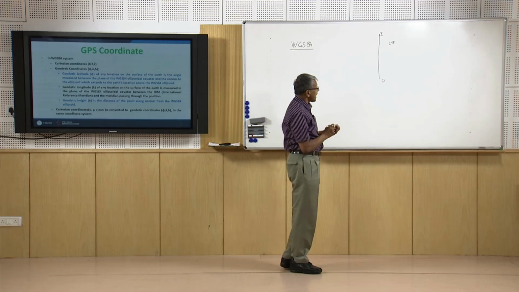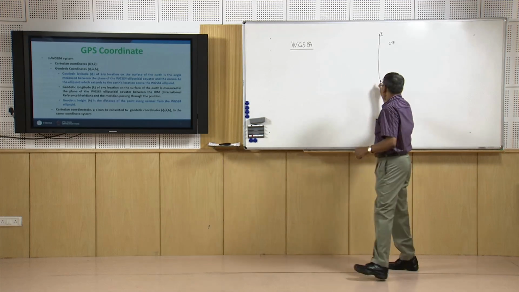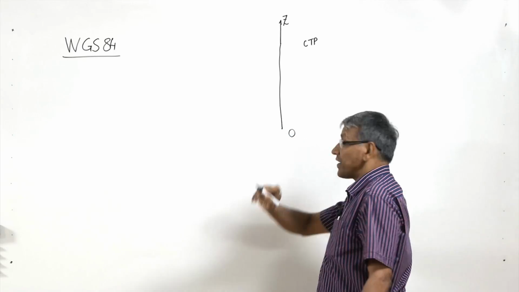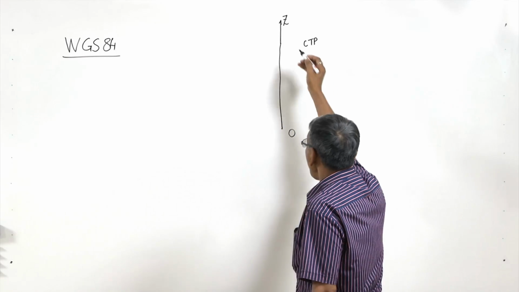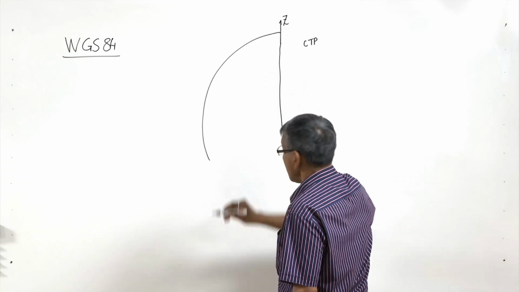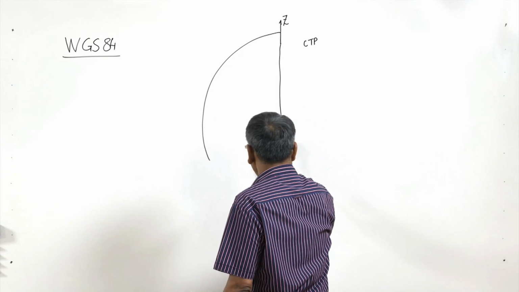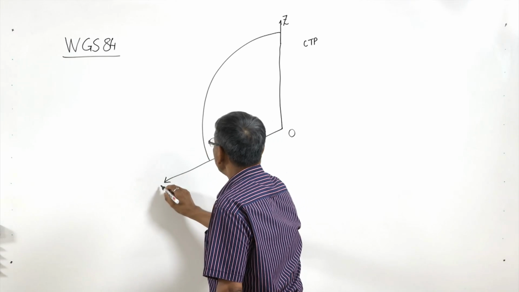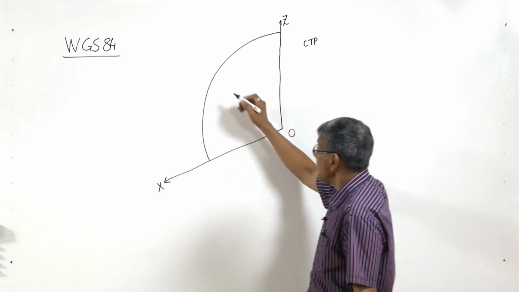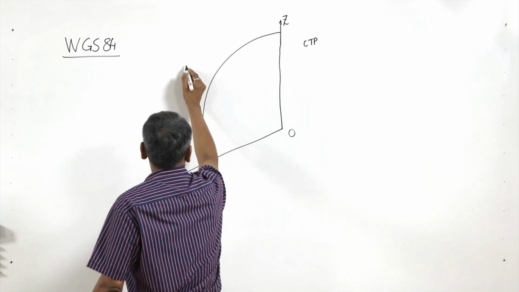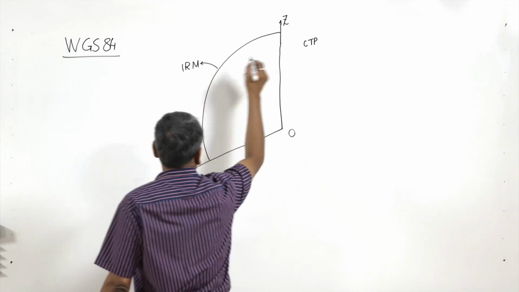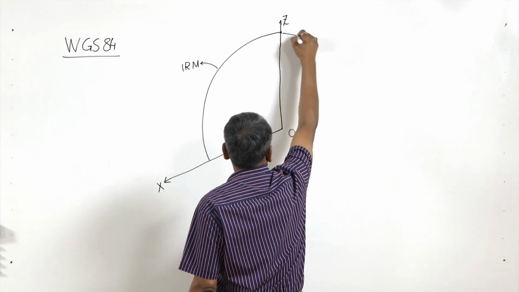Now if we imagine an infinite plane perpendicular to this Z axis passing through the center of mass of the earth, and a plane passing through the international reference meridian, then the intersection of these two gives us a line that is considered as the X axis. So this is in the equatorial plane, and this is the international reference meridian. This is your CTP.